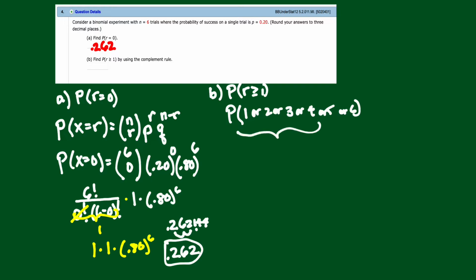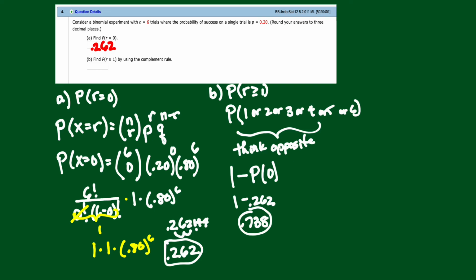As soon as I see that, I'm going to think opposite. The opposite is going to be 1 minus, well, what's the opposite of 1 or more? That's just going to be 0, which we just happen to have found, 1 minus 0.262, which is 0.738. So I'll put that up here, 0.738.